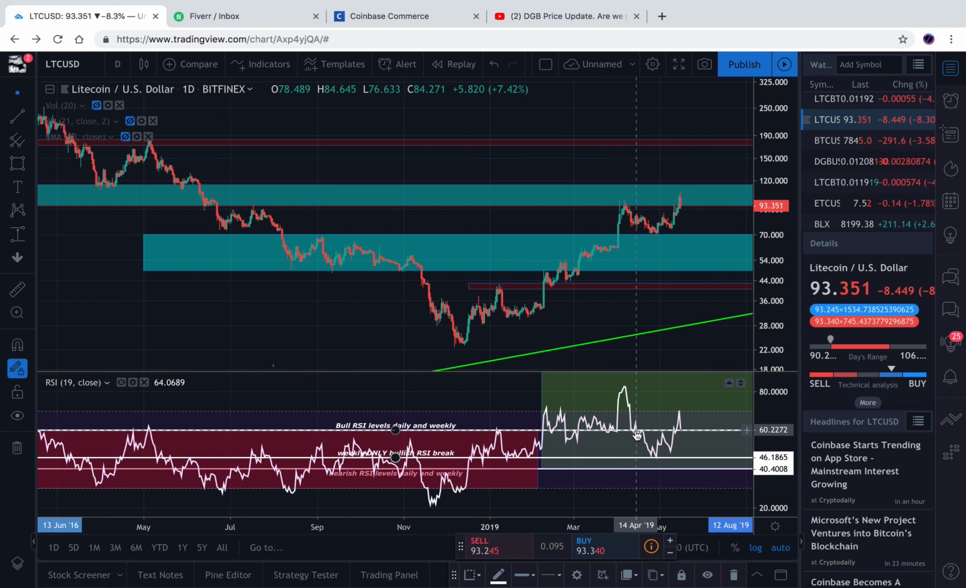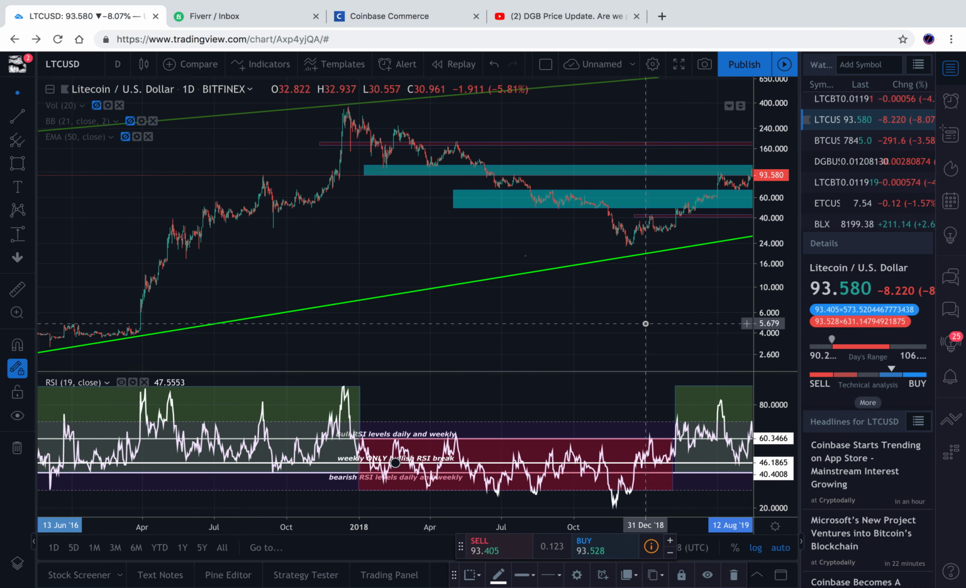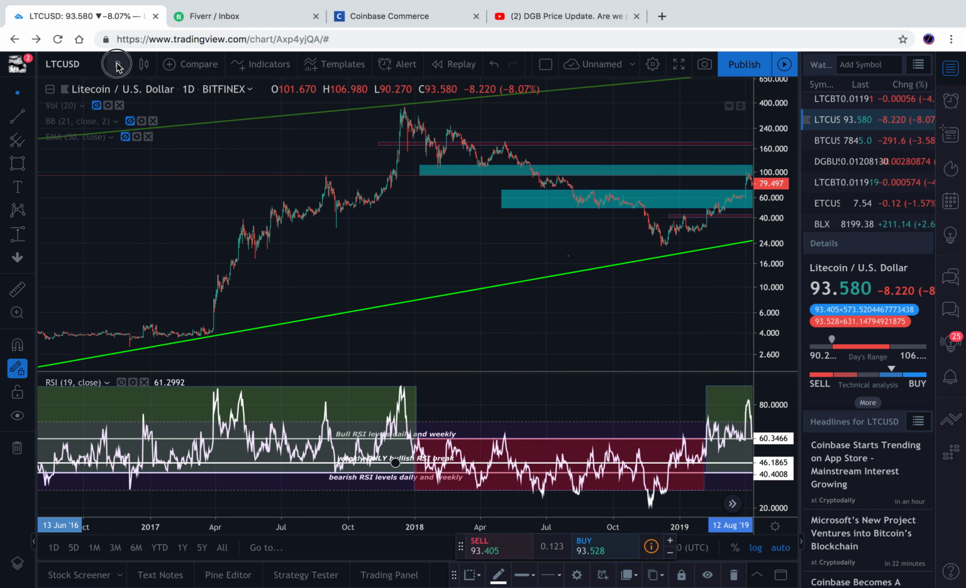We broke down below 60, used 47 as our support, and we're making higher lows on the RSI. We popped 60 again, and that's where we started moving up again. So those are RSI levels to watch out for on the daily.